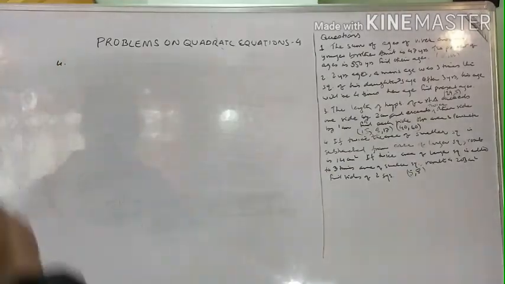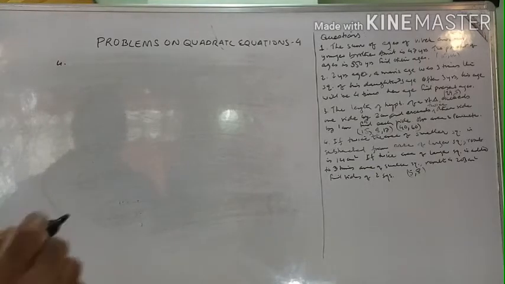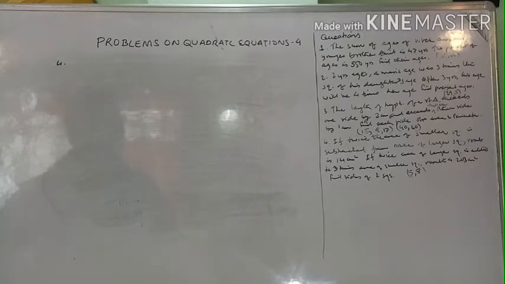Question number 4 is, if twice the area of smaller square is subtracted from the area of larger square, the result is 14 centimeters square. If twice the area of larger square is added to 3 times the area of smaller square, then the result is 203 centimeters square. Find the sides of the two squares.